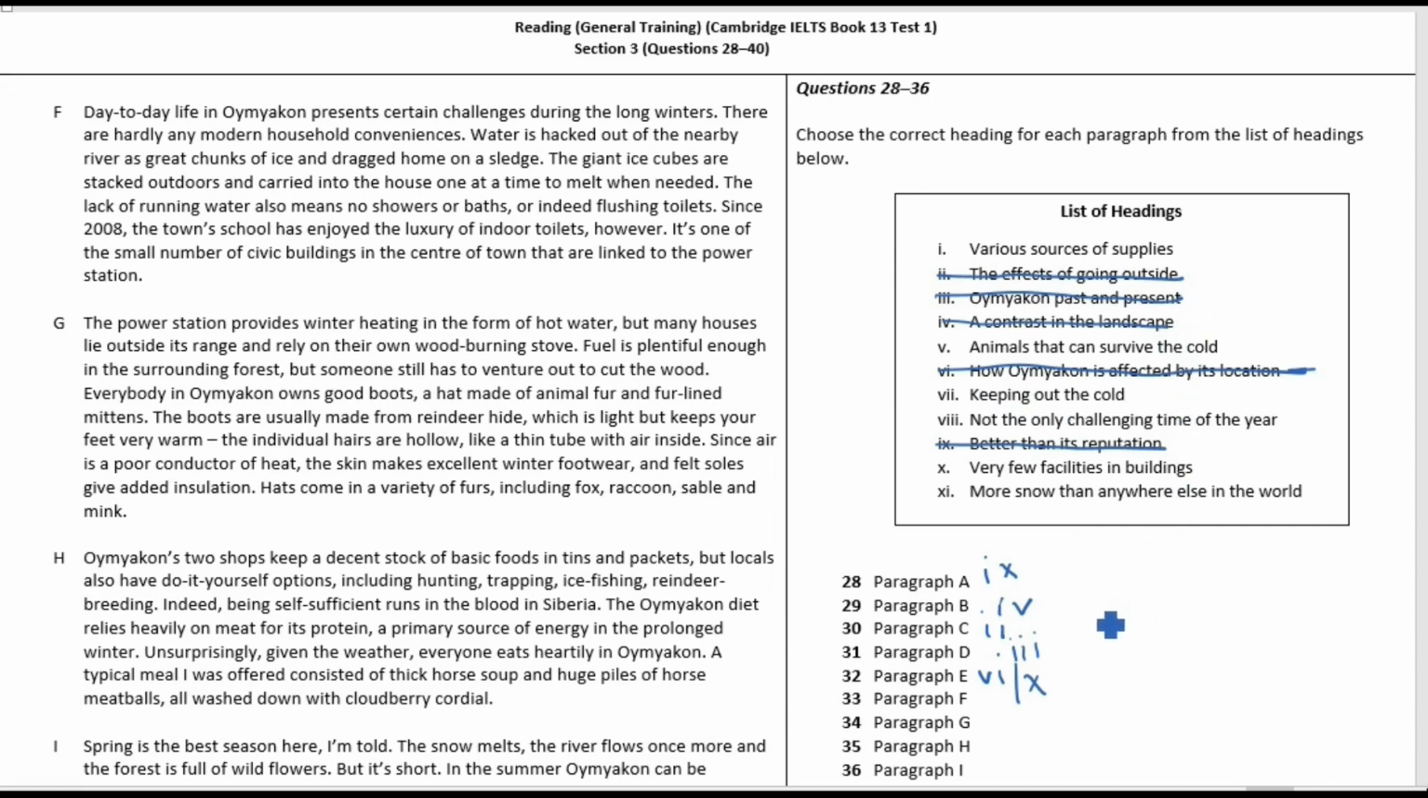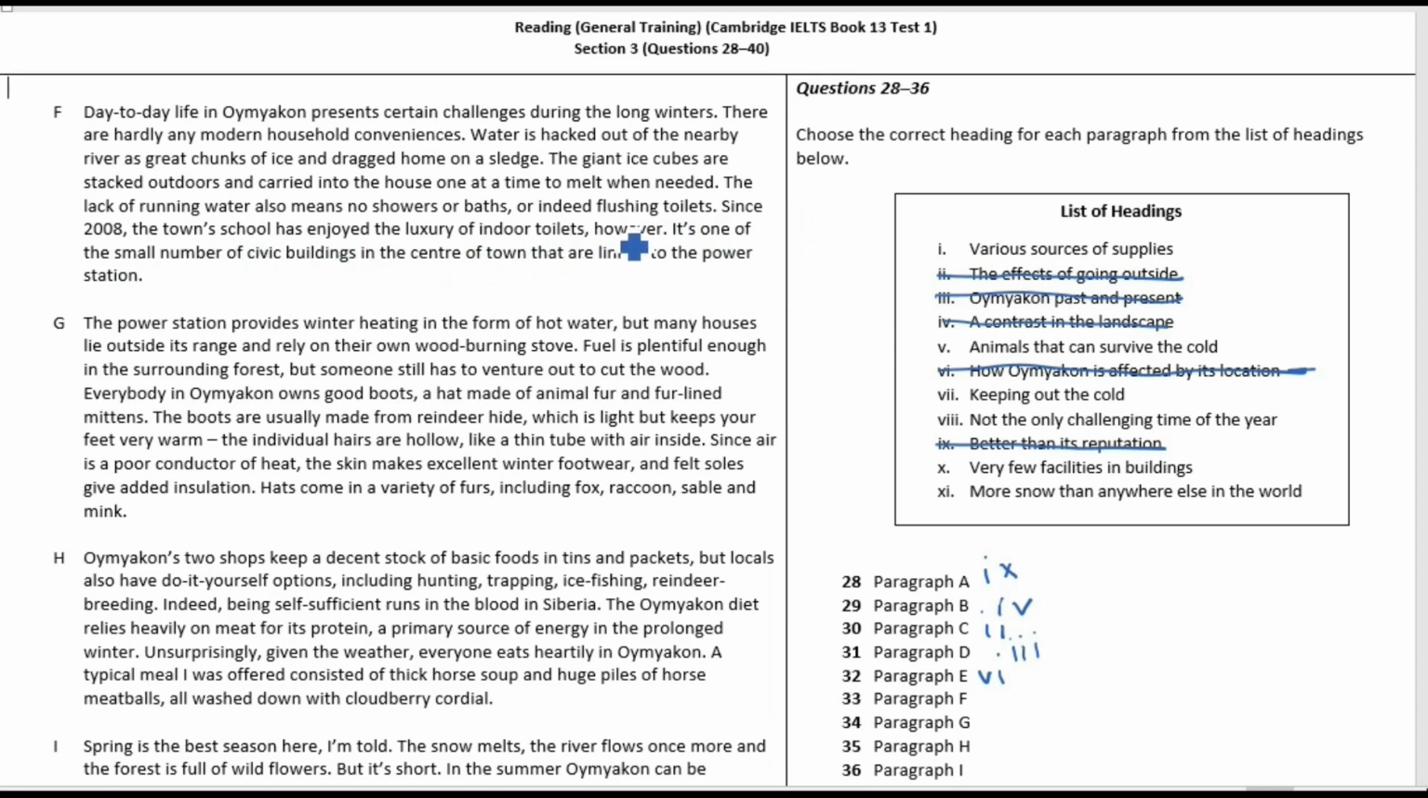We're going to start with F now. Day-to-day life in this place presents certain challenges during long winters. Hardly any modern household conveniences. Water is hacked out. There's a river, chunks of ice, giant ice cubes are stacked outdoors, carried into the house one at a time. Lack of running water, no showers or baths, flushing toilets. Since 2008, the town school has enjoyed the luxury of indoor toilets, however. Small number of civic buildings in the center of the town that are linked to the power station.